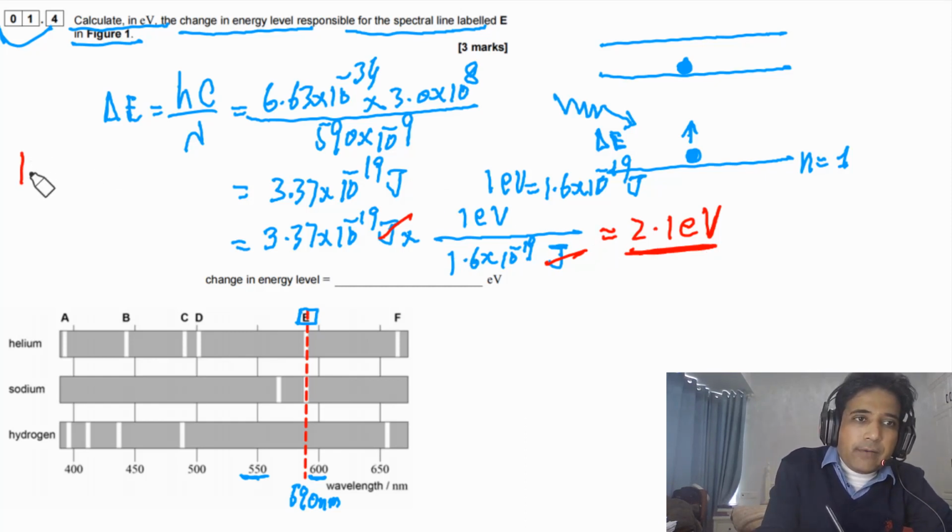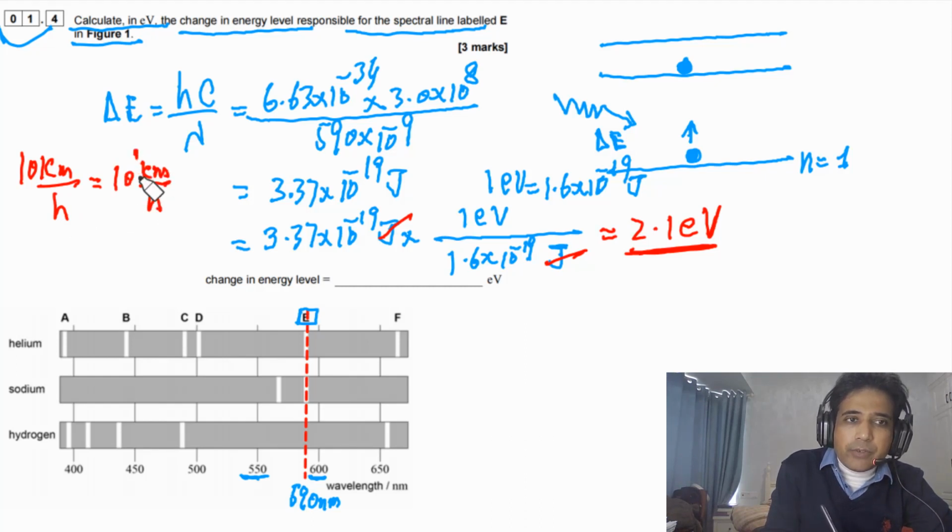Let's say we have 10 kilometers per hour. We need to convert this into meters per second. So how can we convert? We can write down first of all kilometers per hour. Now we need to get rid of kilometers, so we can write here, this is 1 kilometer, we need meters.